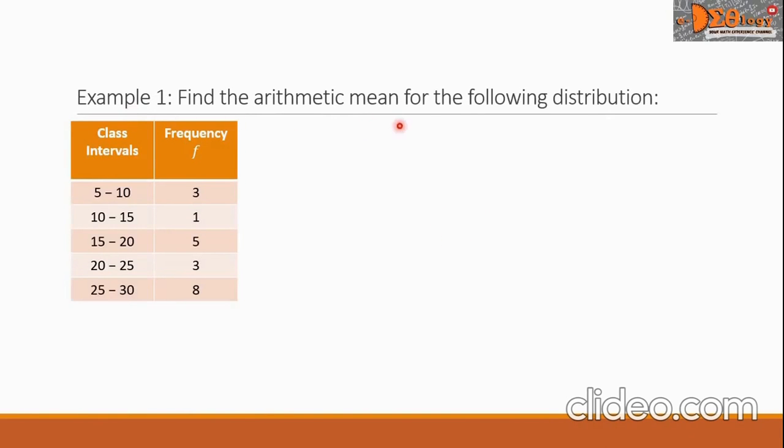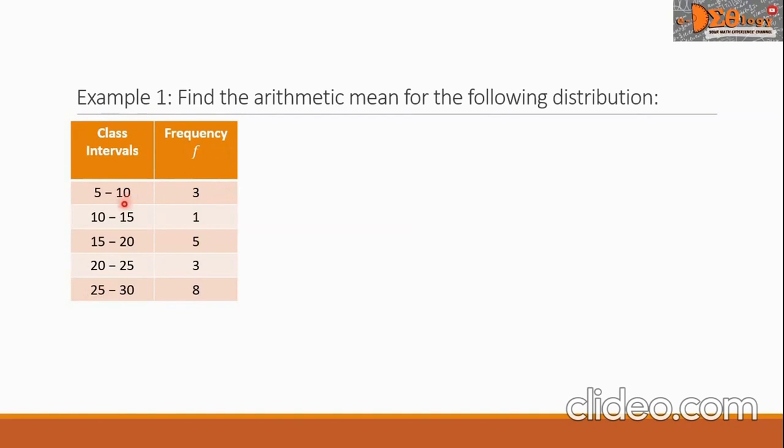Find the arithmetic mean for the following distribution. We have a table here with 2 columns. The first column is the class intervals, and we have 5 intervals here. And the next column is the frequency for the corresponding class intervals.